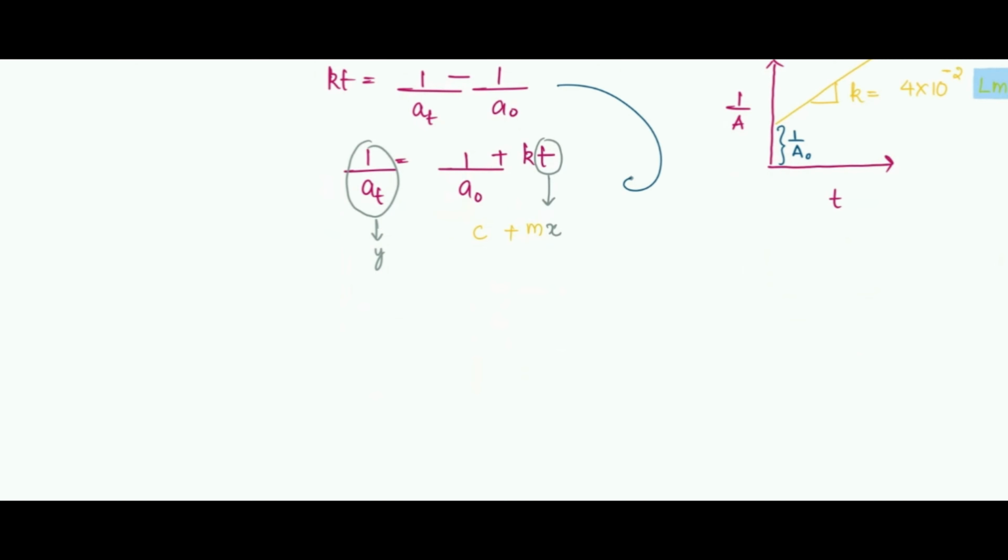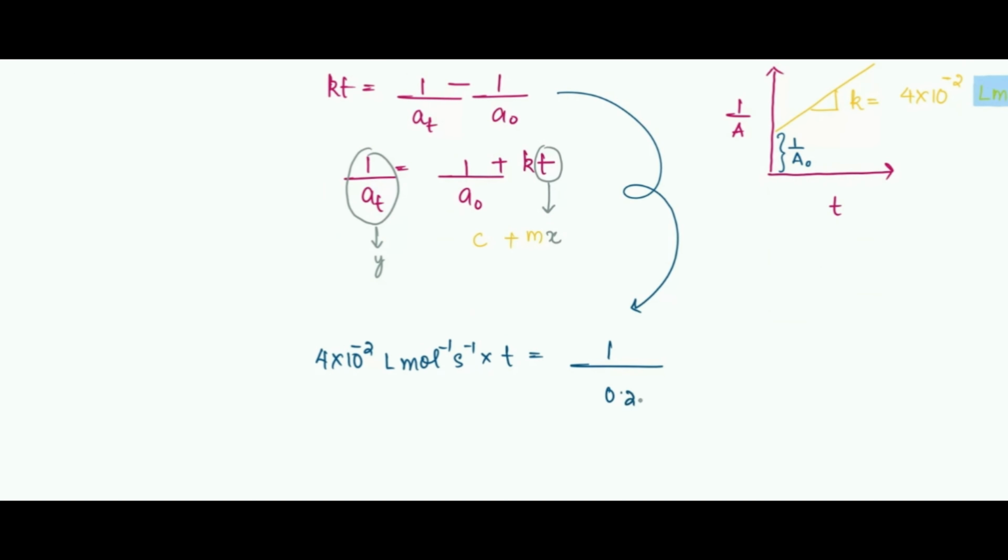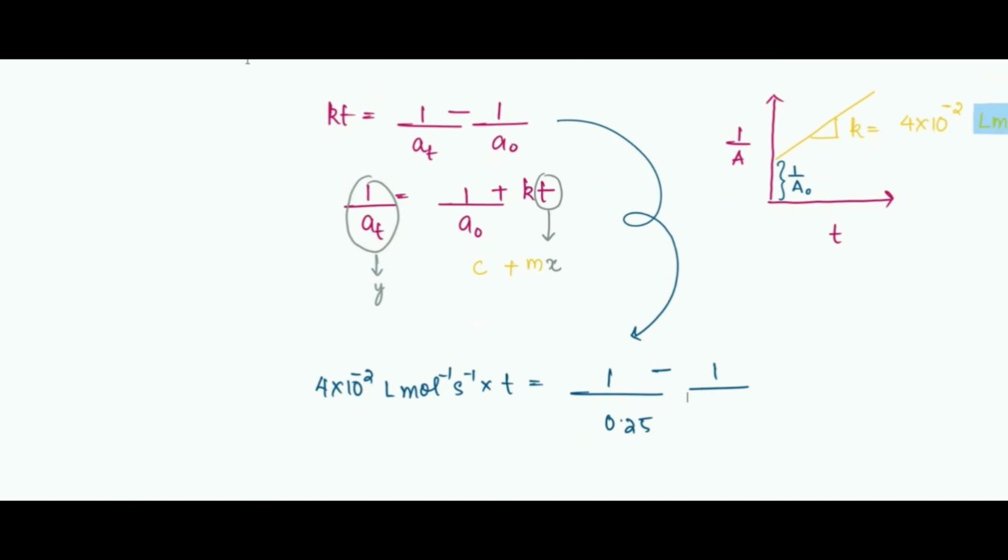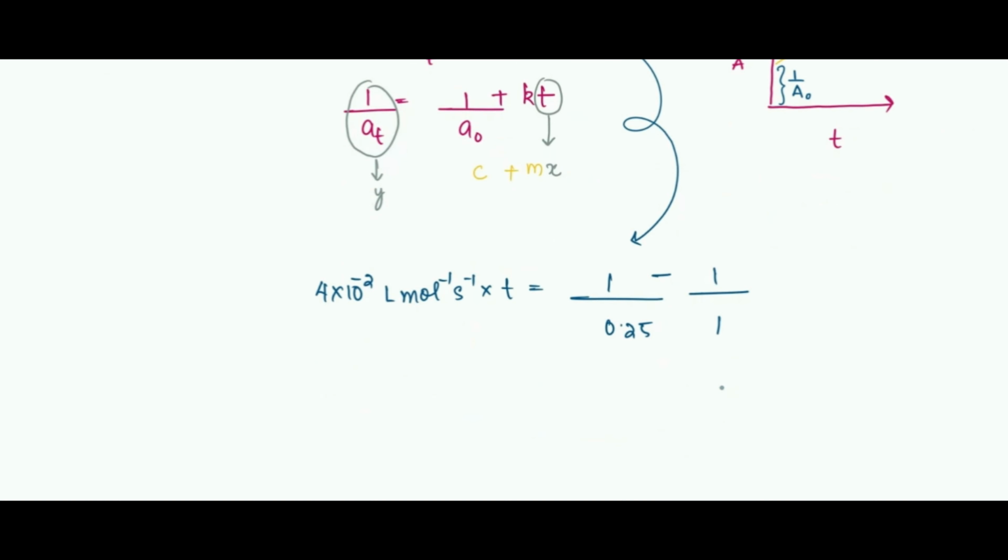From this equation, if you substitute it, since you already know the slope K is 4 into 10 to the power minus 2 liter per mole per second, what they have asked for is time. Final concentration is 0.25. Initial concentration is 1. Solve this. You will get T in seconds.